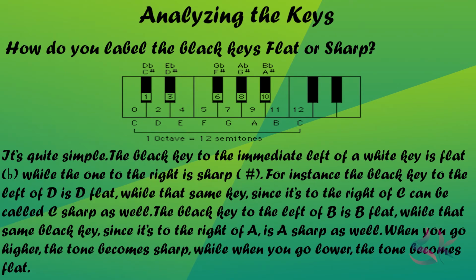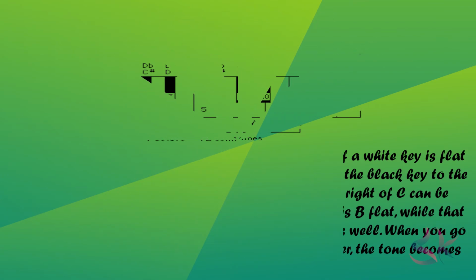For instance, the black key to the left of D is D flat, while the same key, since it's to the right of C, can be called C sharp. The black key to the left of B is B flat, while the same black key, since it's to the right of A, is A sharp as well. When you go higher, the tone becomes sharp, while when you go lower, the tone becomes flat.